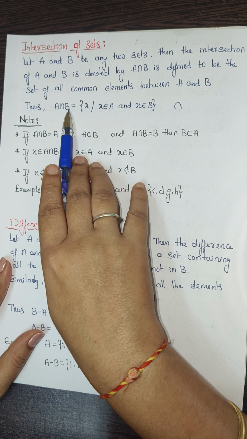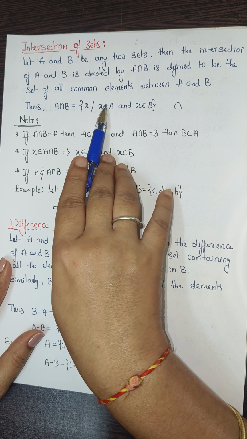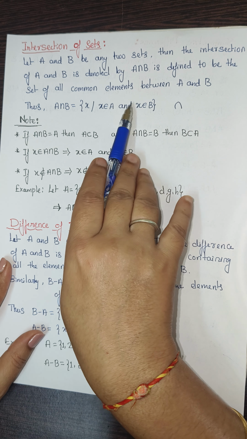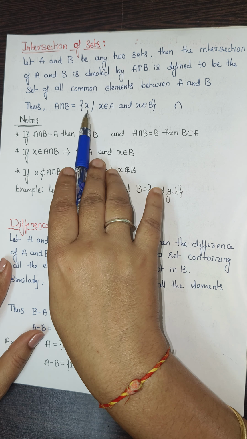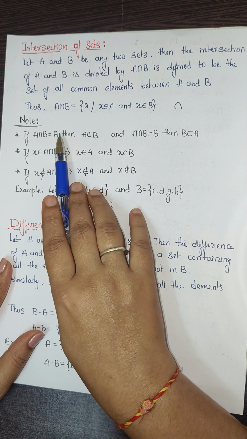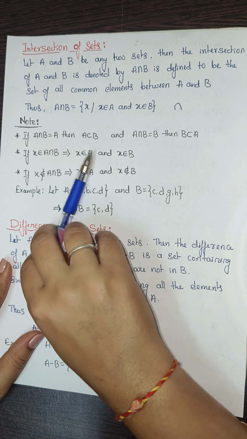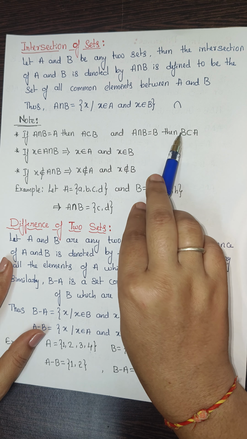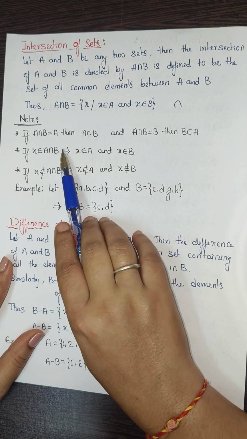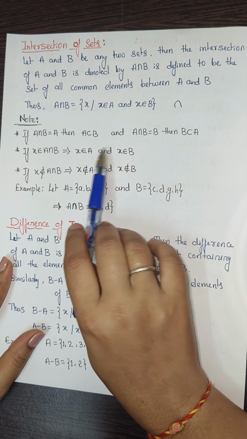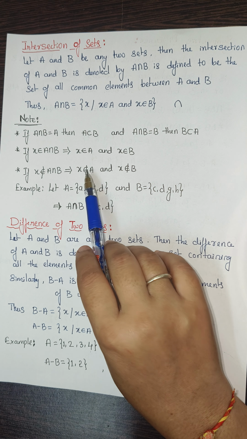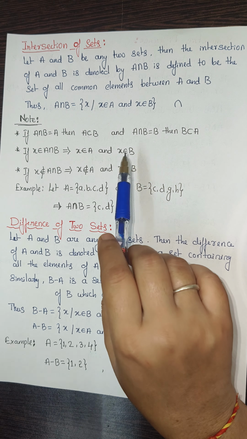That means A intersection B is the set of X such that X belongs to A as well as X belongs to B. In both the sets it should belong. So X should belong to A as well as B. So note here: if A intersection B equals A, then A is a subset of B, and if A intersection B equals B, then B is a subset of A. X belongs to A intersection B means X belongs to both the sets. X does not belong to A intersection B means X does not belong to A or X does not belong to B.